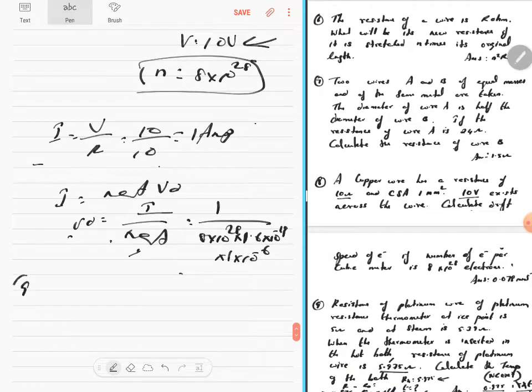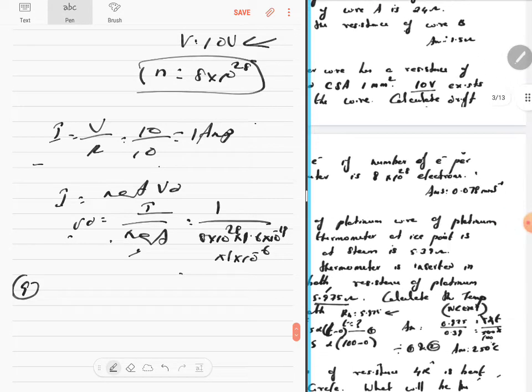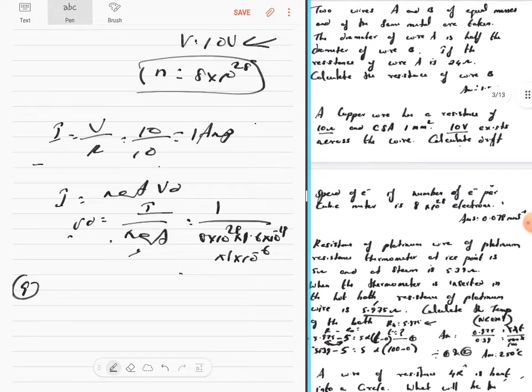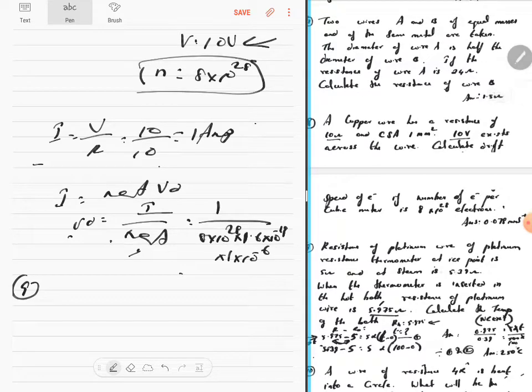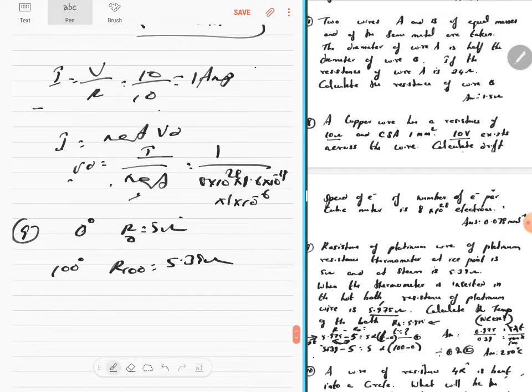The 9th question: the resistance of the platinum wire of a platinum resistance thermometer at the ice point is 5 ohms. At 0 degrees Celsius, the resistance is 5 ohms, because that is R0. And at steam, which means at 100 degrees Celsius, R100 is 5.39 ohms. When the thermometer is inserted in a hot bath, so you are keeping it in ice, you get one resistance. You are keeping it in steam, you get one resistance.